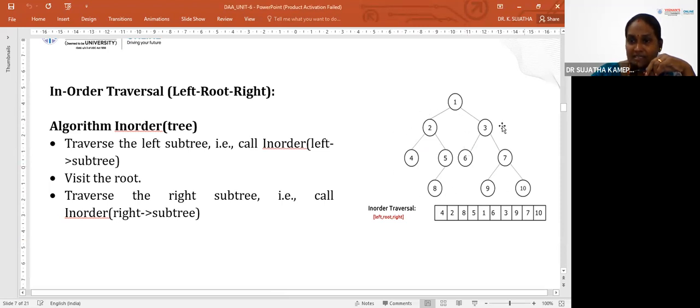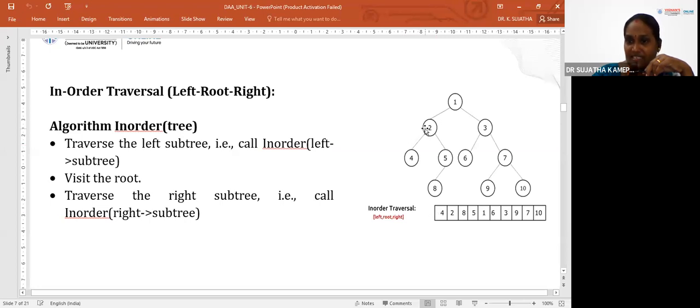Now here you can see the example for that. This is a binary tree. In the in-order traversal, first the left child is visited. For the root node, the left child is 2. Coming to 2, the left child is 4. So that's why 4 is visited first.